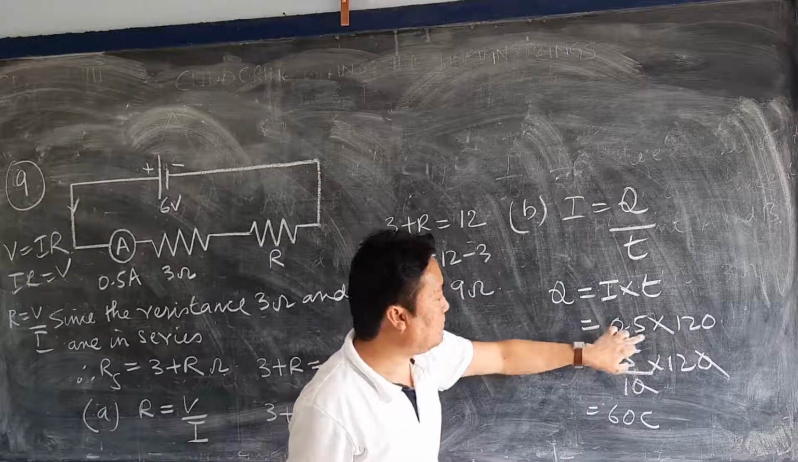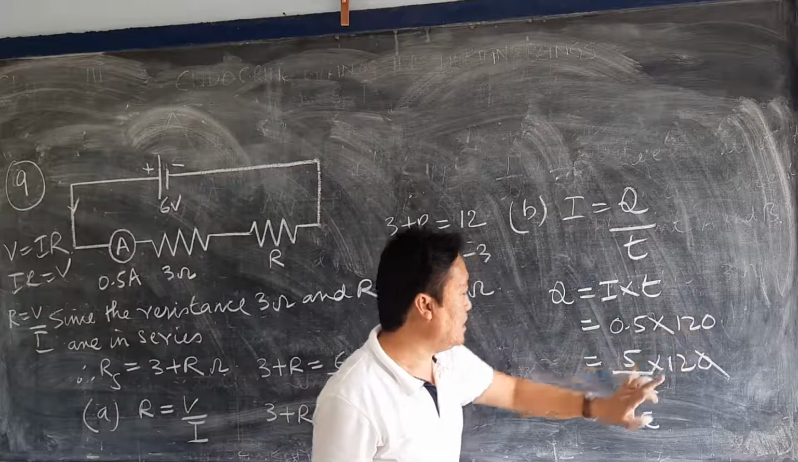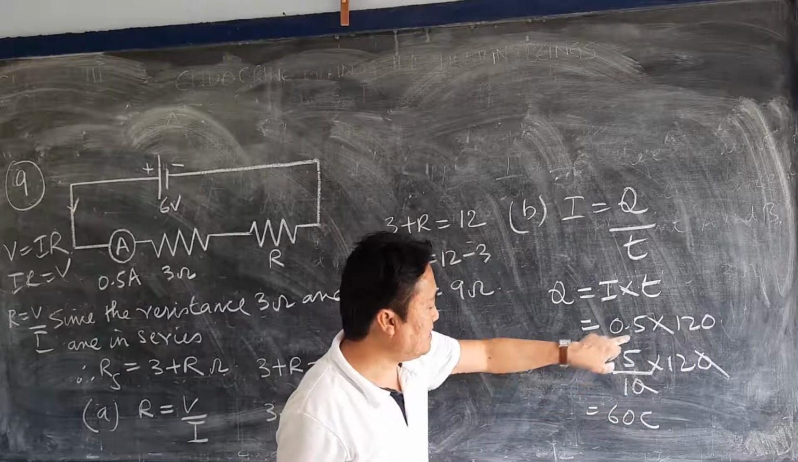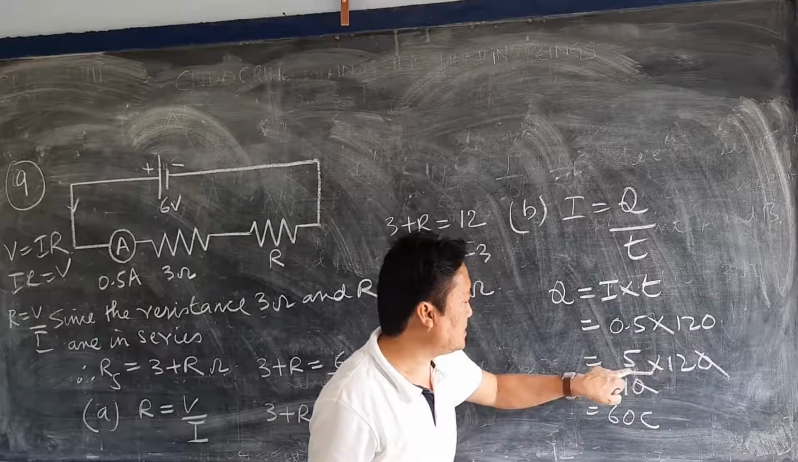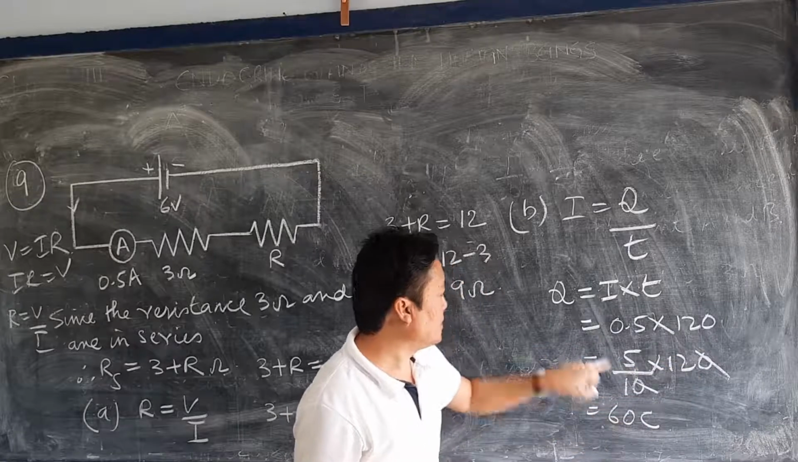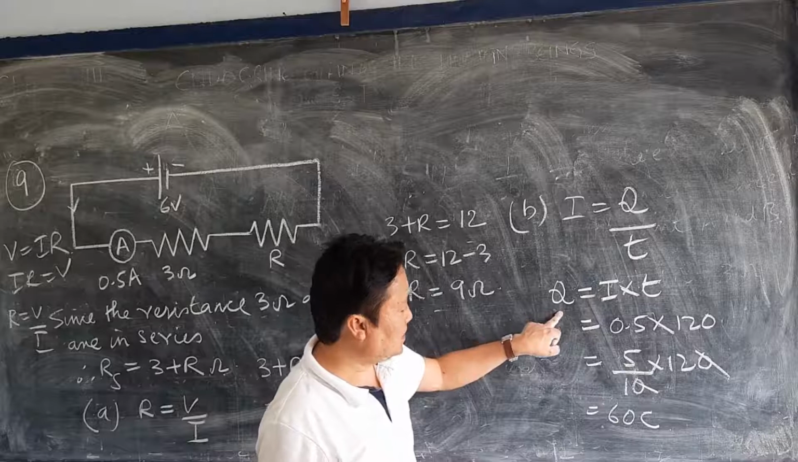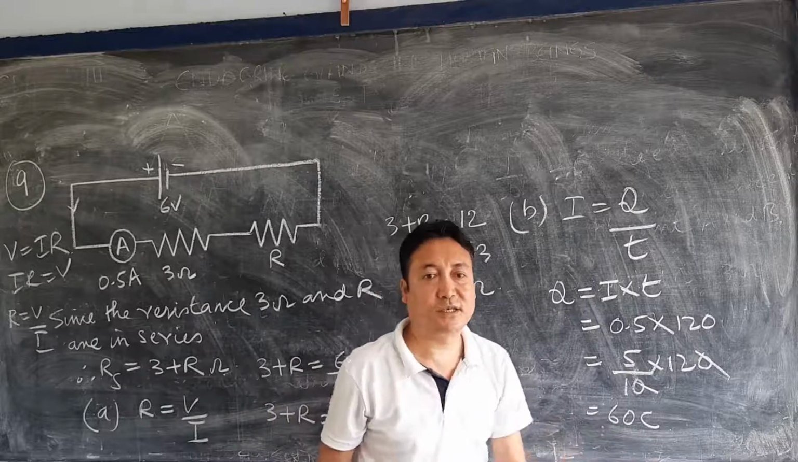So I is 0.5, T is 120 seconds. Then remove the decimal, 5 divided by 10 into 120, 0 cancels, 5 into 12 will be 60. So therefore the charge in the 3 ohm resistor will be 60 coulomb.